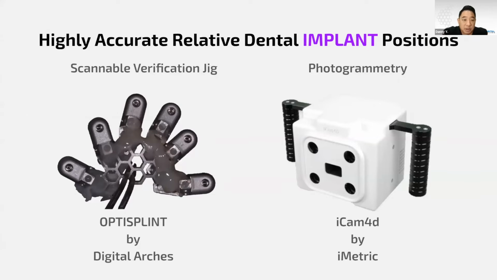And of course, you want to capture highly accurate relative dental implant positions. OptiSplint is one of the ways that this is being done. The other one is photogrammetry. Of course, the iCam 4D is the one that we certainly have done a lot of validation with, and feel that they're probably the most accurate piece of photogrammetry technology on the market today. But in terms of being able to capture dental implant positions, these two devices really are the only two that are doing it without any sort of human factor, right?